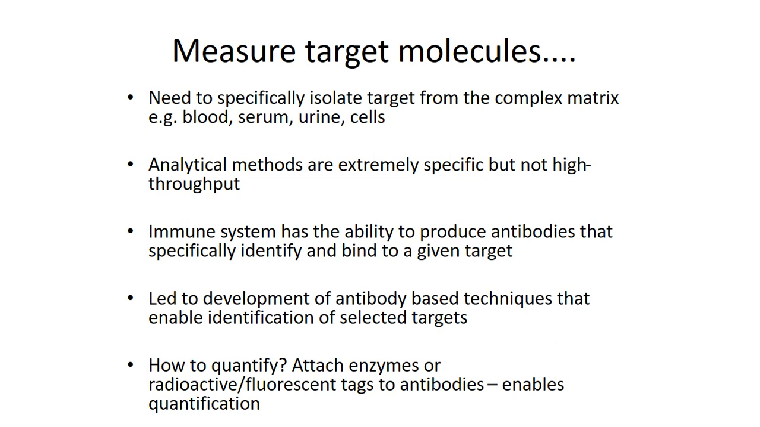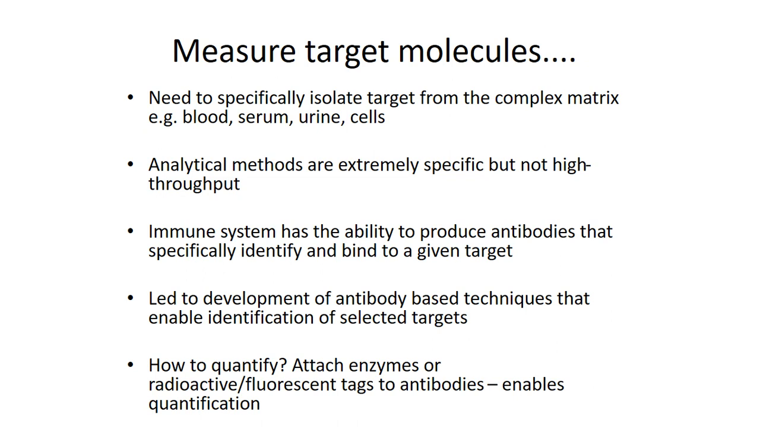And generally speaking, analytical methods such as your mass spectrometries and other analytical methods are extremely specific and very accurate, but they're not high throughput. So it's very difficult in many cases to implement these types of technologies in the clinical lab. And the other thing is, a lot of these technologies require some sort of sample preparation before you use them. So we're going to take you through why using ELISA based technologies is a useful approach.